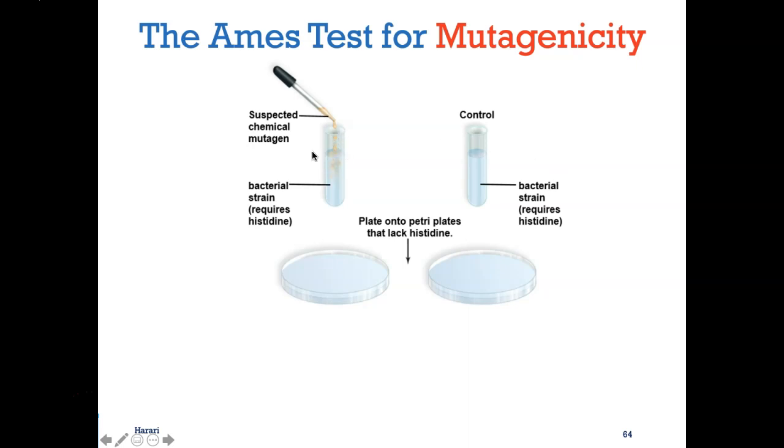So what we do is we have 2 vials of bacteria, and these bacteria normally require the amino acid histidine in order to survive. Without histidine, they're going to die. So we plate these bacteria on plates without histidine. And normally, the bacteria would just not be able to survive without histidine. But if this chemical is a mutagen, it'll be able to mutate the genome of the bacteria and allow them to survive and grow even without histidine.